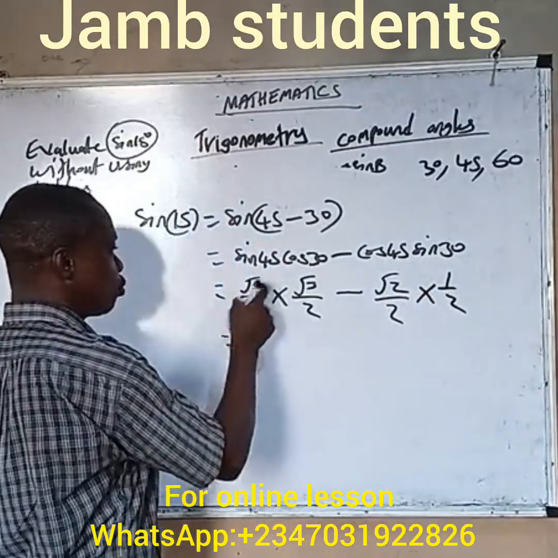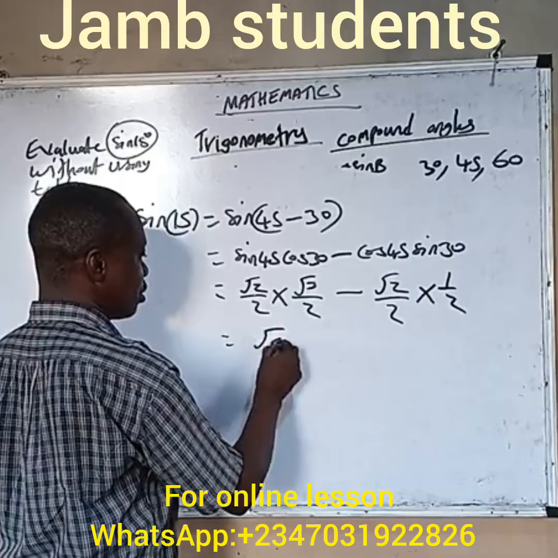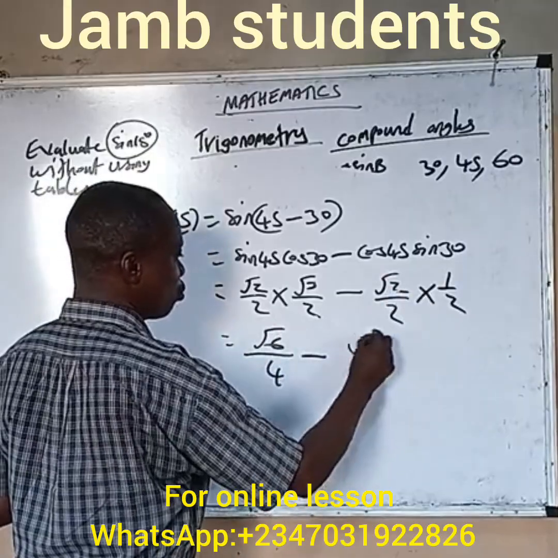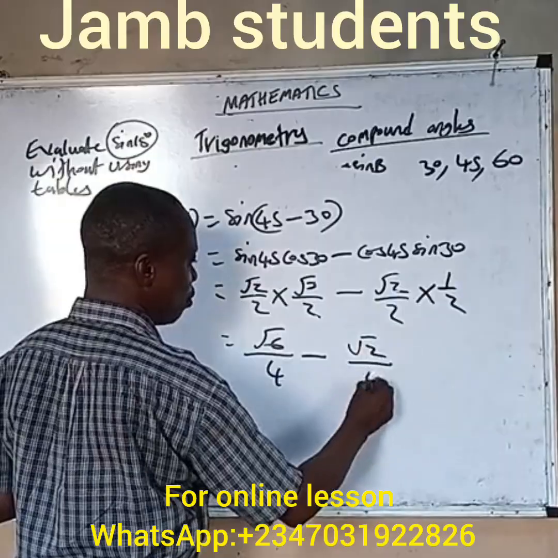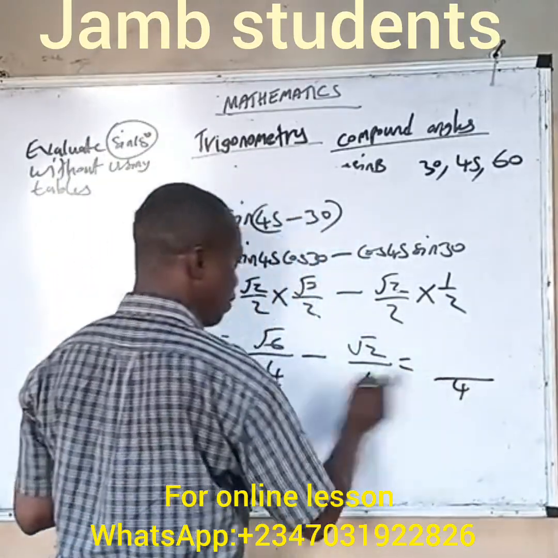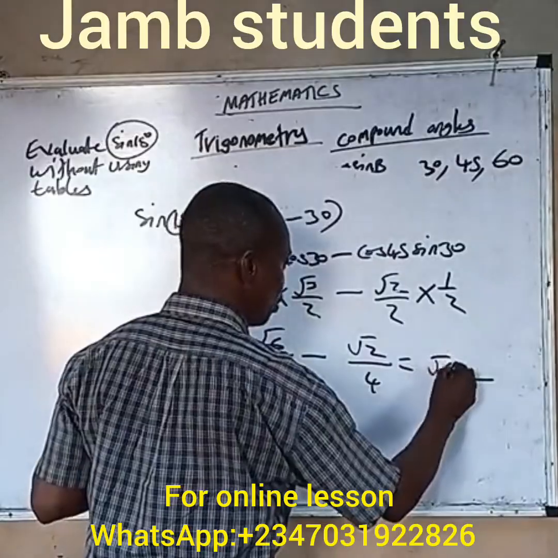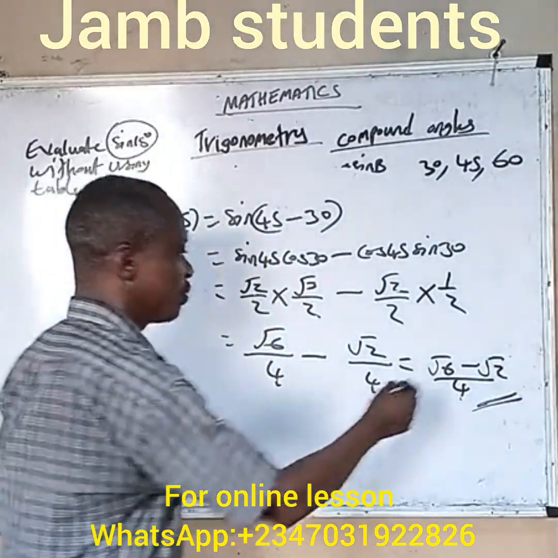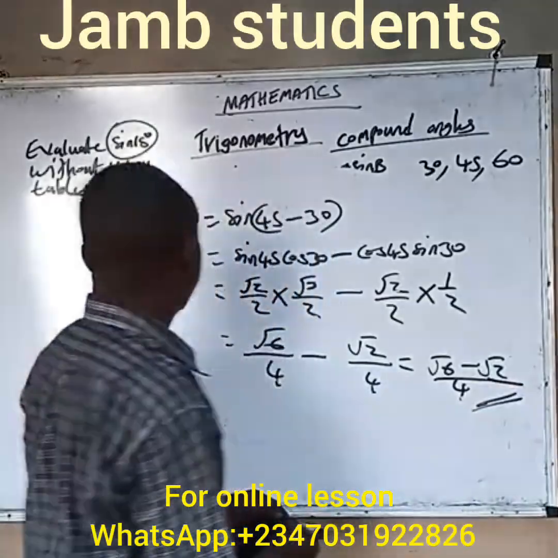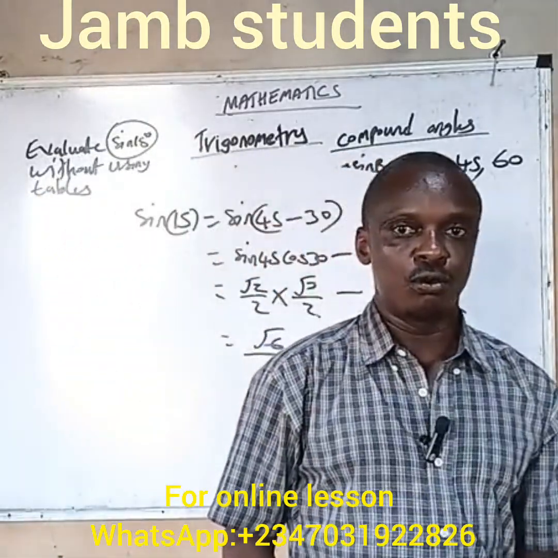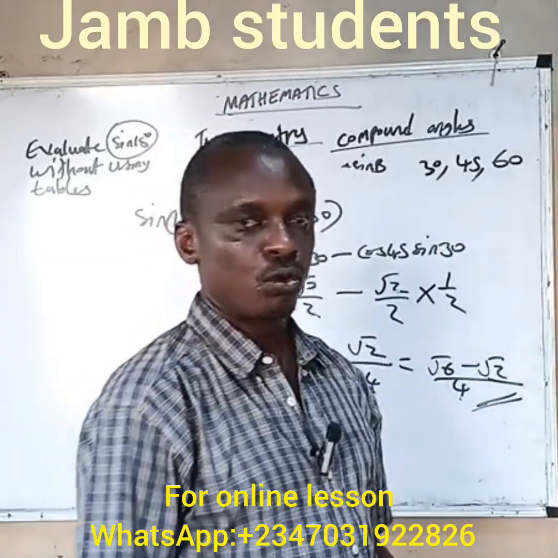Now when you work this out, root 2 times root 3 is root 6, 2 times 2 is 4. Minus root 2 times 1 is root 2, over 2 times 2 is 4. When you find the LCM of 4 and 4, it's 4, and 4 divided by 4 is 1. We have root 6 minus root 2. So this is the answer, which means that sine 15 degree is root 6 minus root 2 over 4.